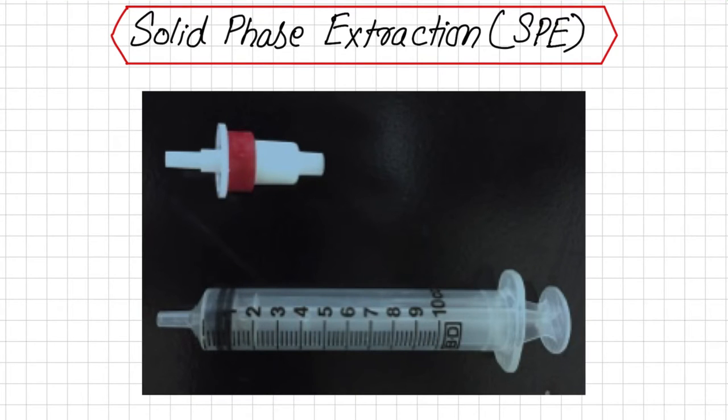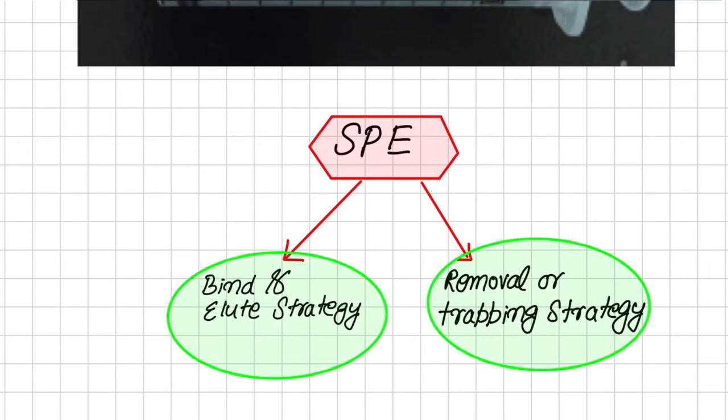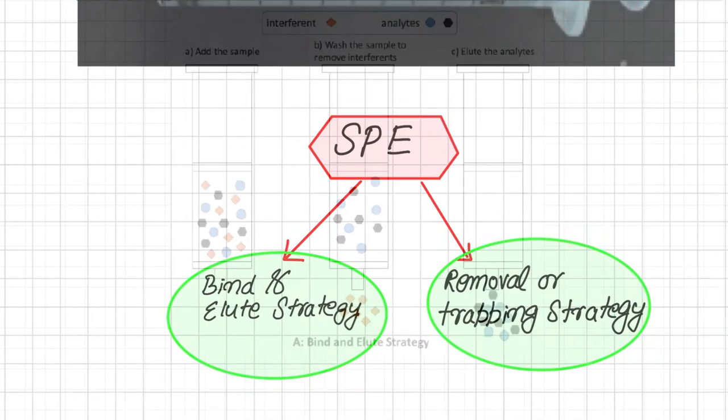The ultimate goal is to remove the interferences present in the matrix from the analyte, producing a solution containing primarily analyte. The following two strategies can be utilized in order to achieve this goal. On this basis, SPE is based on two types of strategies. Number one is the bind and elute strategy, whereas the second is the removal or trapping strategy. Both will be discussed here in this lecture.